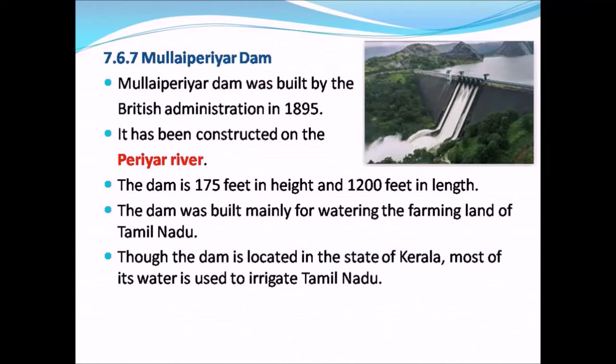Mullai Periyar Dam. Mullai Periyar Dam was built by the British administration in the year 1895. It was built by the British officer named John Pennycuick. It has been constructed on the Periyar River, which originates from the Thekkady hills of Kerala. The dam is 175 feet in height and 1,200 feet in length. Though the dam is located in the state of Kerala, most of the water is used to irrigate Tamilnadu. The dam was built mainly for watering the farming lands of Tamilnadu, which is dry throughout the year.